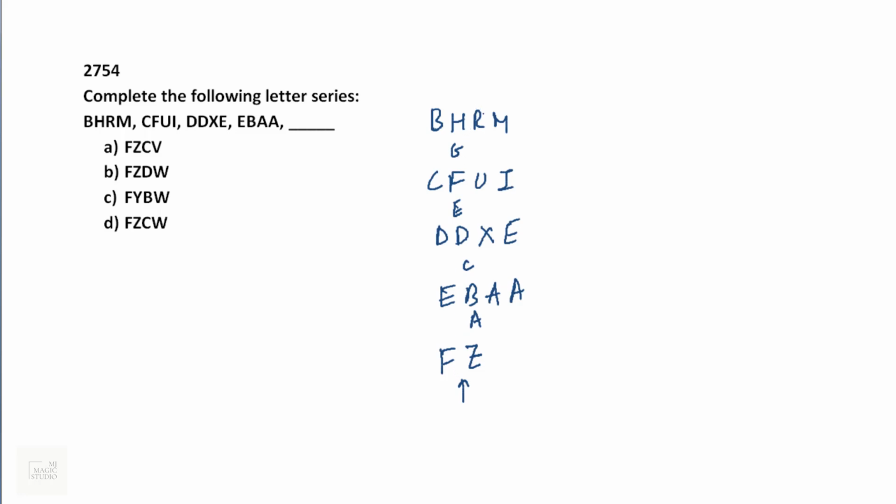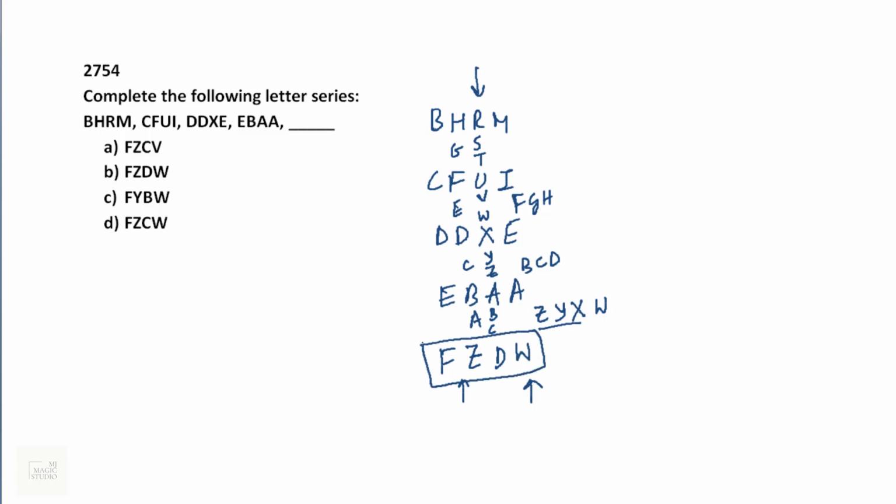Then R, S, T, U, V, W, X, Y, Z. We should have A, B, C, D from up, and here it is from below. That is what I can see. A, B, C, D, gap of 3. E, F, G, H. Then gap of 3 would be Z, Y, W, X, Y, Z. Yes, gap of 3, we should have a W. So the next alphabet in this series should be F, Z, D, W, and that we have in option B.